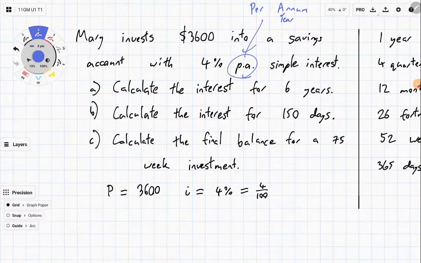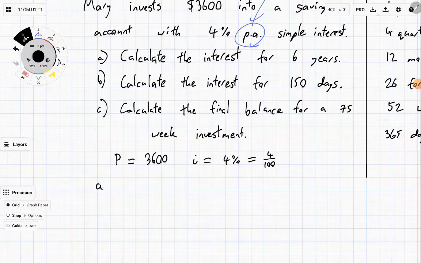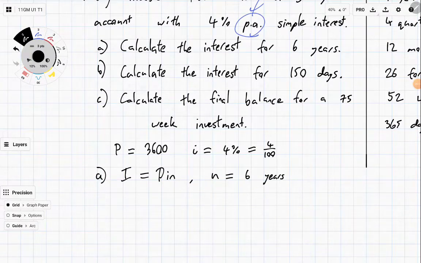Alrighty, so let's go through and work through each of these questions. For part A, it's just the simple interest, so we only need one formula, I equals PRN. In this case, the N is going to be 6 years. Remember, N should be yearly because the interest rate is yearly. Since it's 4% per annum, the N also needs to be in years. So I is equal to 3,600 times 4 over 100 times 6, and that's equal to $864. So therefore the interest after 6 years is $864.